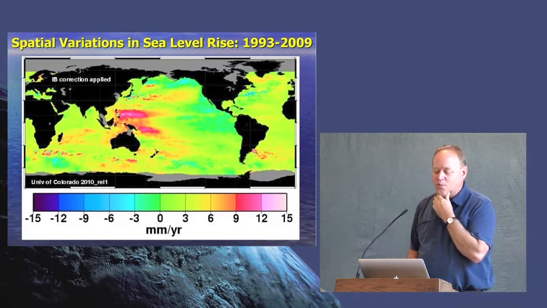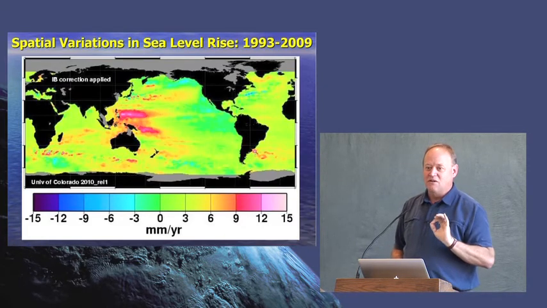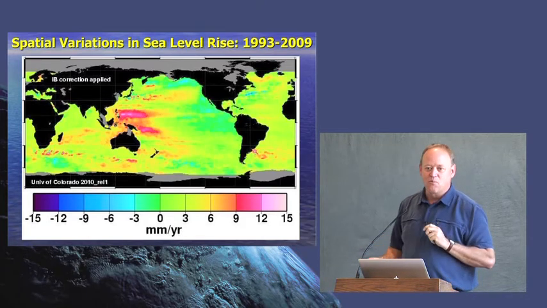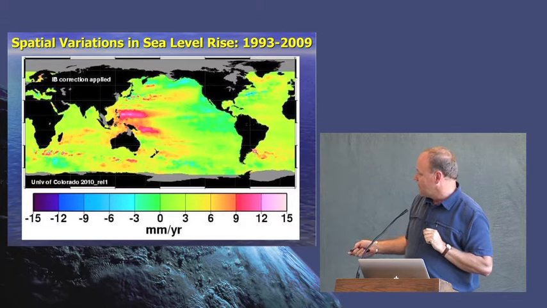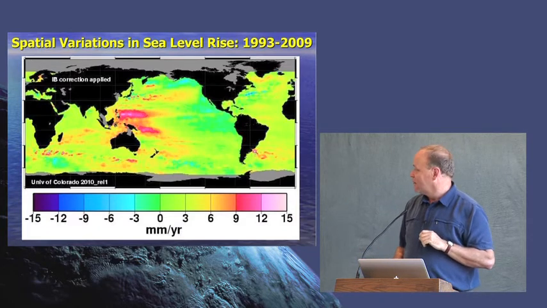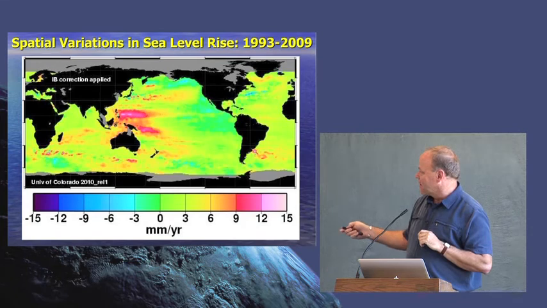So that 3.4 millimeters per year global average, this is how it's distributed spatially. This whole map averages to 3.4 millimeters per year, but some places it's been going up at a centimeter per year, and some places it's been going down at a centimeter per year. But on average, it's going up. In fact, off the coast of California here, it hasn't risen much at all.